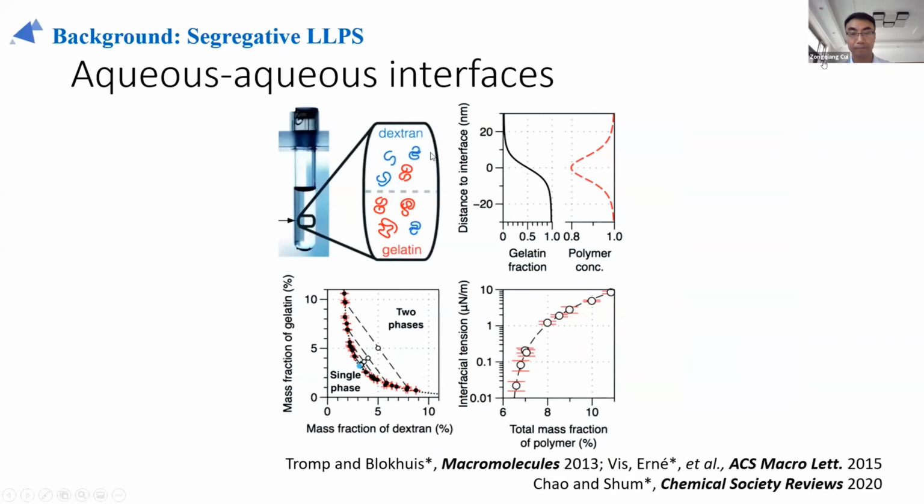In this case, we have a dextran and gelatin ATPS, aqueous two-phase system. You can see a gradual reduction from a very high gelatin fraction to zero gelatin fraction across the interface. The polymer concentrations change continuously across the interface, and there is never a sharp step change in the concentrations of the two components. So this is a way to characterize the aqueous interfaces.